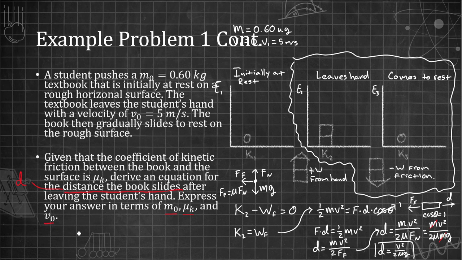So our equation then becomes the distance is equal to mv squared divided by 2 times mu times m times g. But we see there's an m in the numerator and the denominator, so we can simplify. And our final equation becomes the distance is v squared over 2 times mu times g. And that's the full derivation for how far this textbook will slide based on this starting velocity.